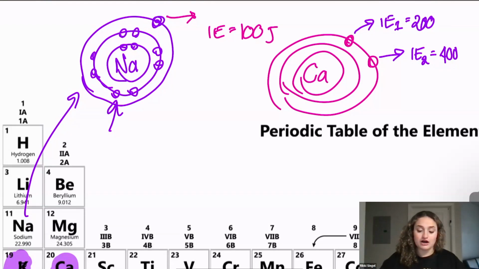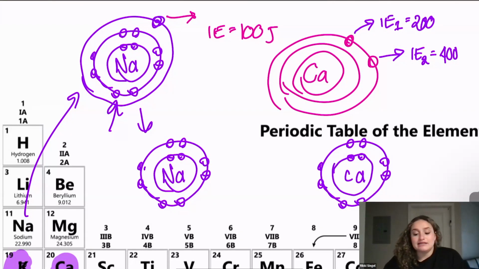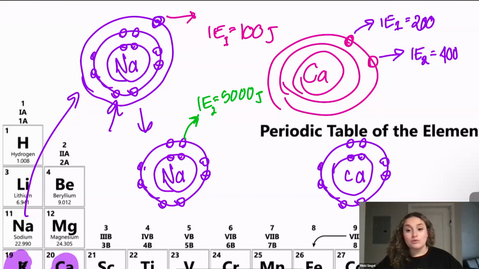All the valence electrons are gone. This is what we're left with after ionization energy 1 of sodium and ionization energy 2 of calcium. Now, are these valence electrons anymore? No, these are their core electrons. So if I want to take this, it is going to take like 5,000 joules of energy.